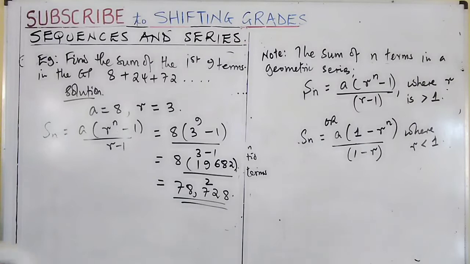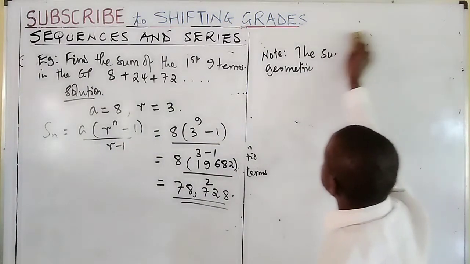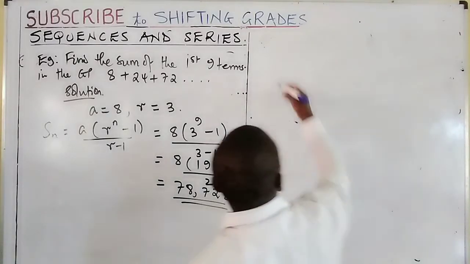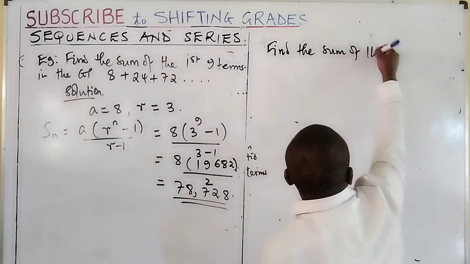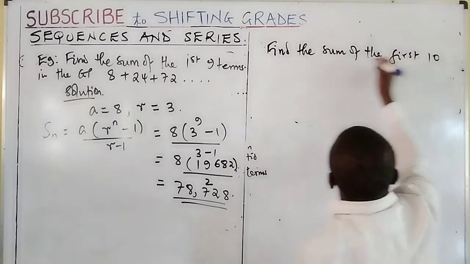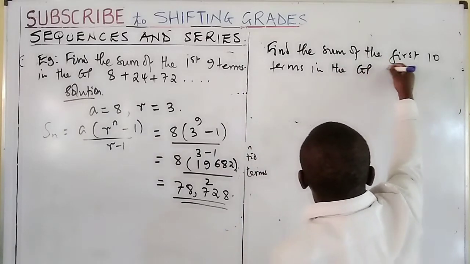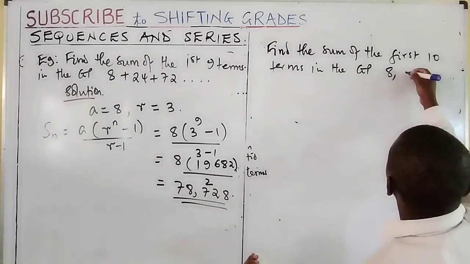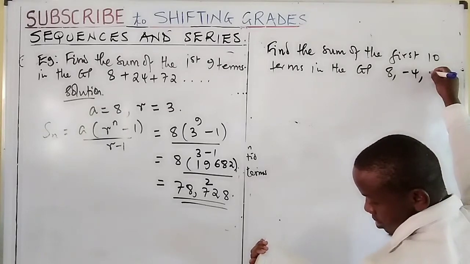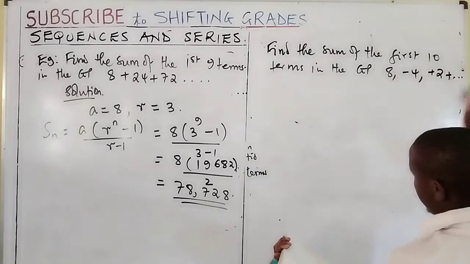Find the sum of the first 10 terms in the GP: 8, then negative 4, the next one is 2, then they continue like that.